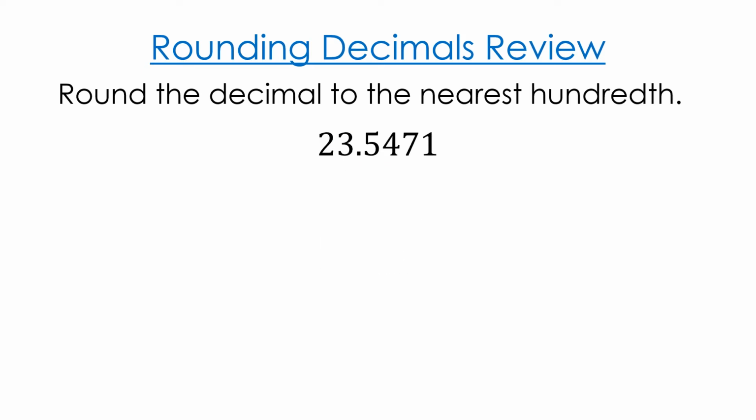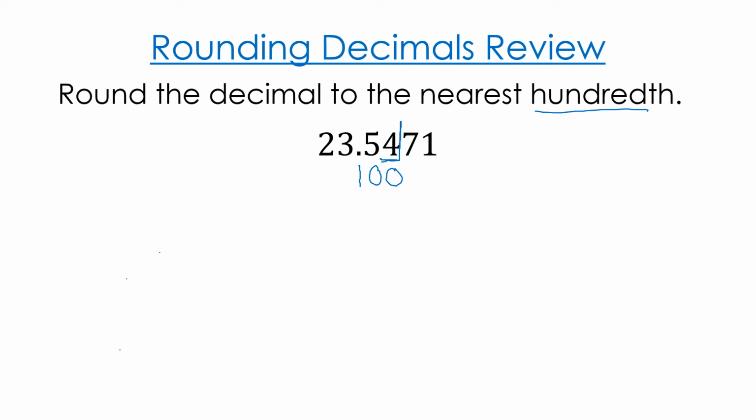Let's practice one more example before we start solving real-world problems using the Pythagorean theorem. Round the decimal to the nearest hundredth. So let's do what we did in the previous example. Let's go ahead and put a 1 under the decimal and write out until we see the number 100. So that means the 4 is in the hundredths place.